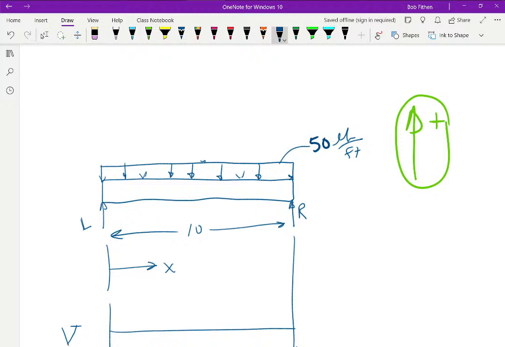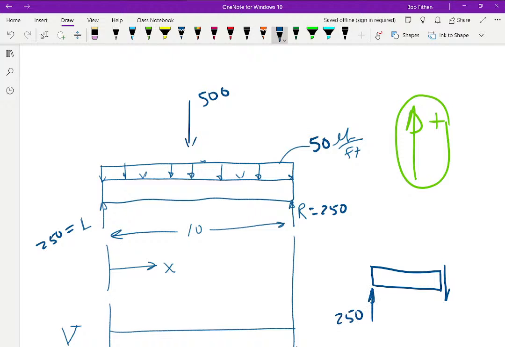So here's my 50. If it's 50 pounds per running foot, then the total load is 10 times 50, or 500, which means for this one, 250 is carried here, 250 is carried there. So if you look at this, it's 250. Now this is extra material, so to speak.